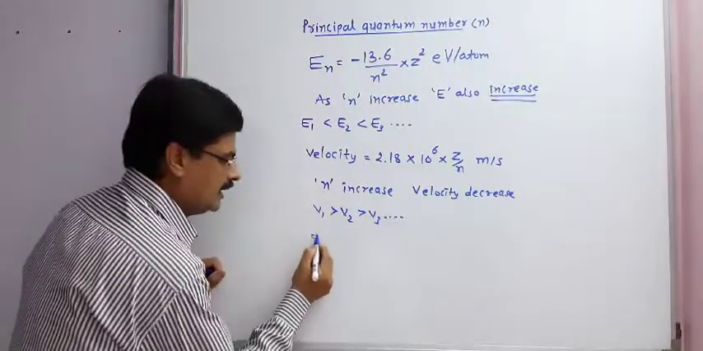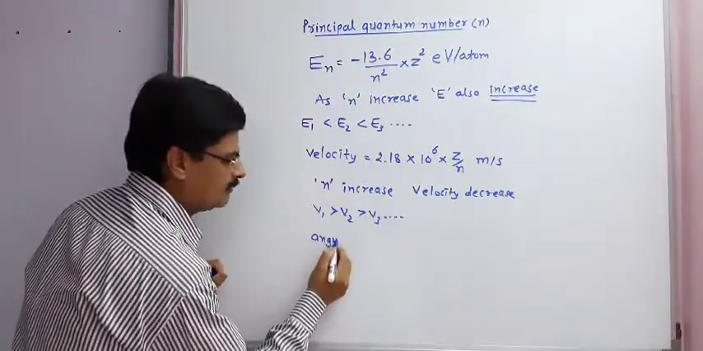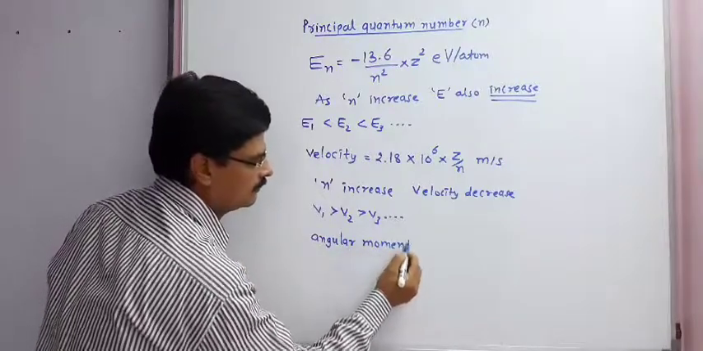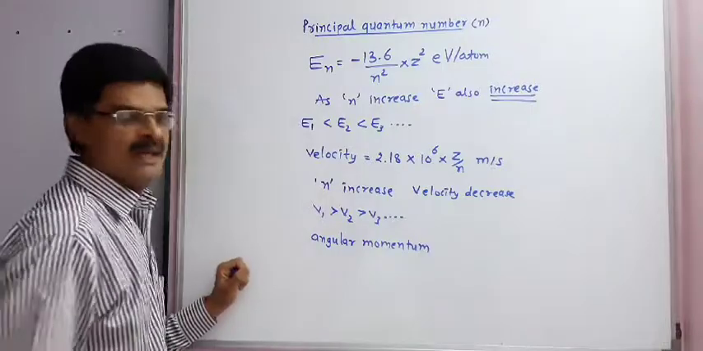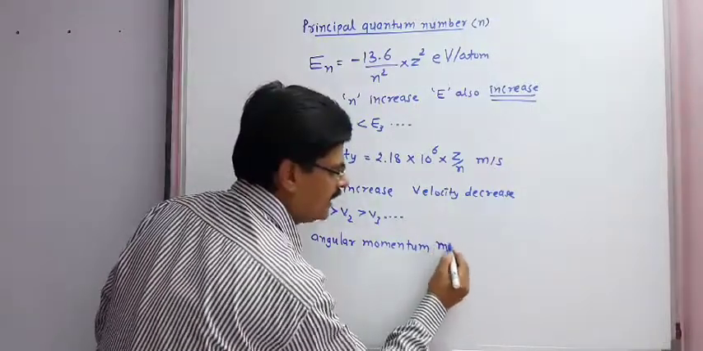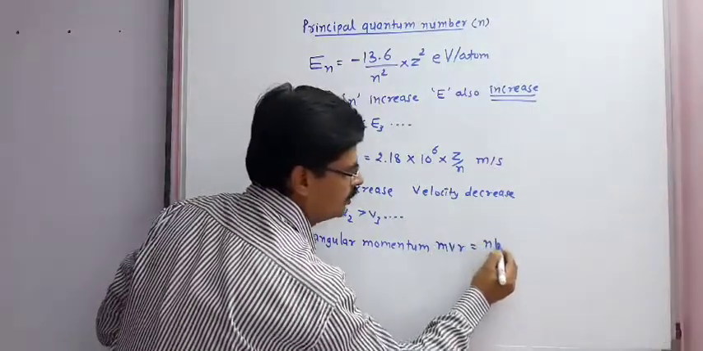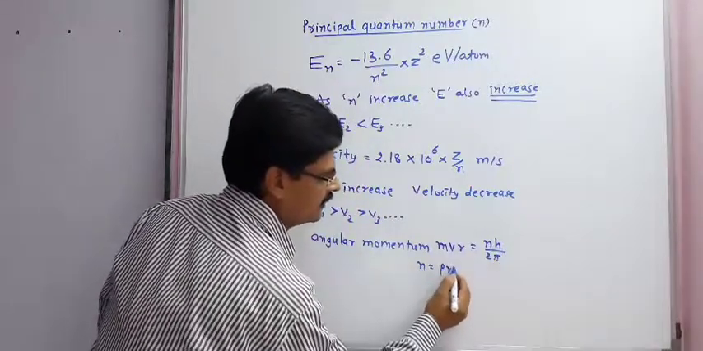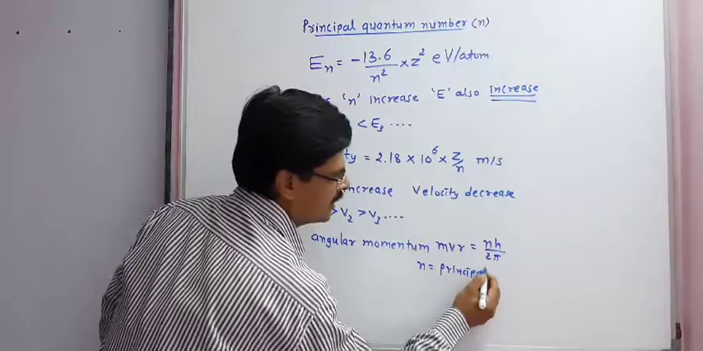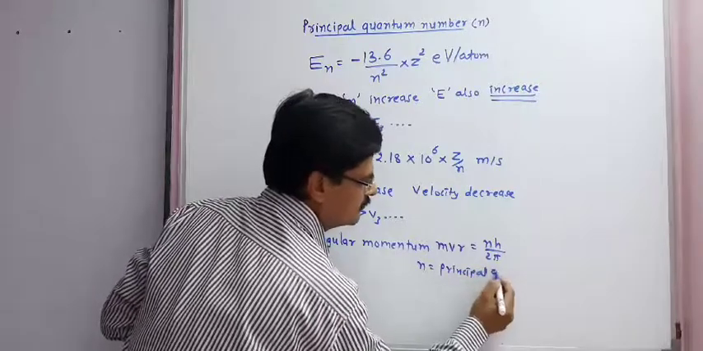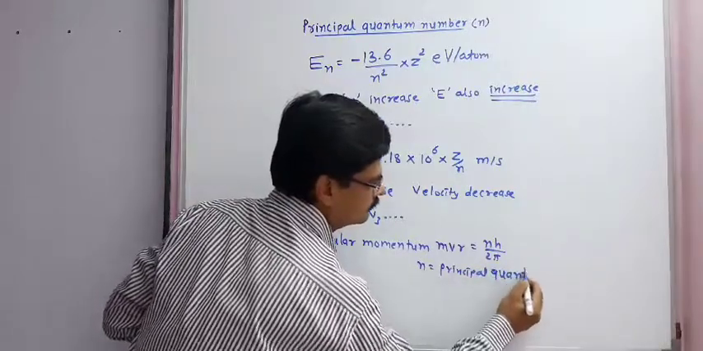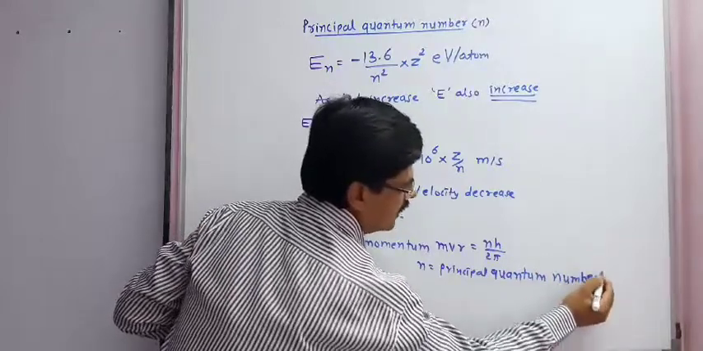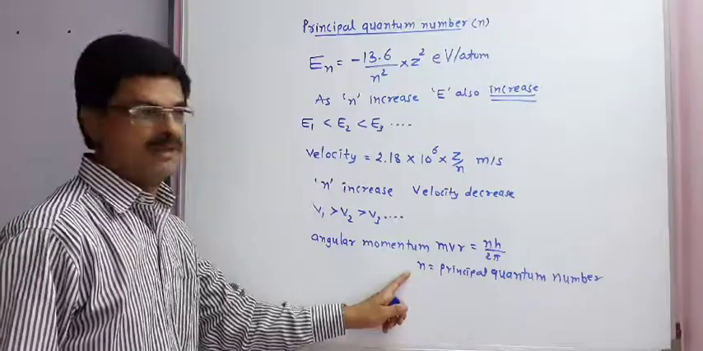Now, angular momentum. Angular momentum mvr is equal to nh upon 2 pi. Here n is principal quantum number.